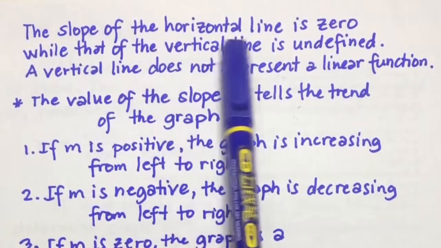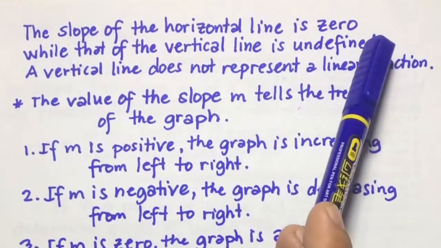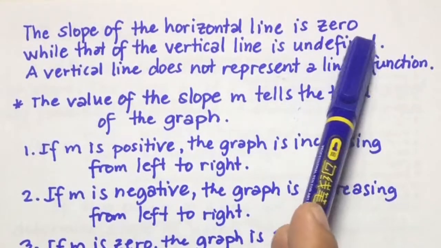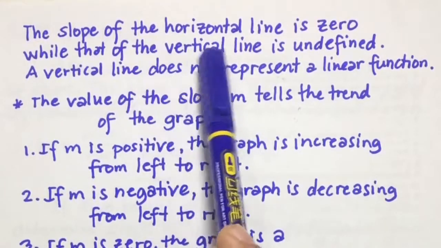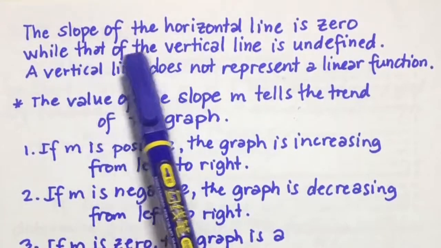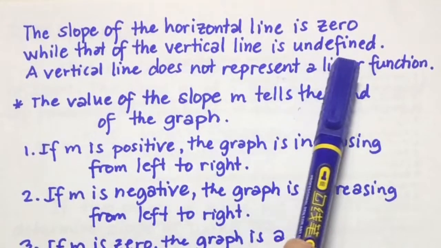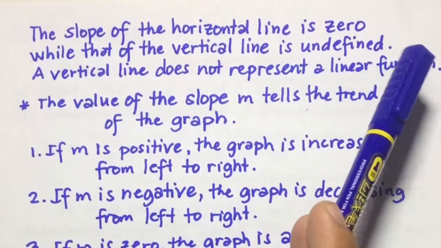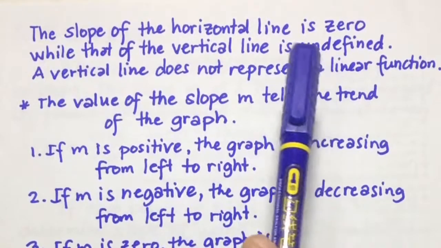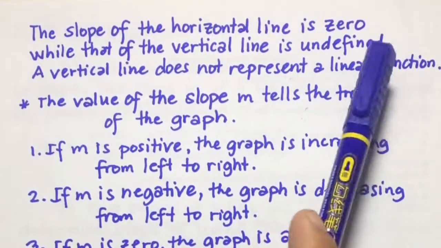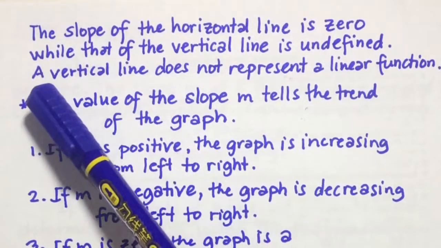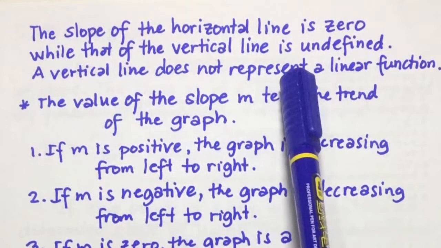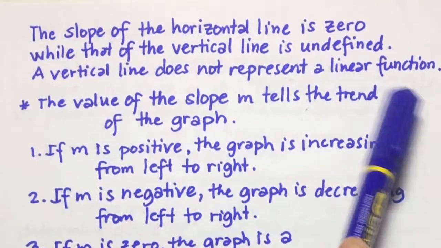So the slope of a horizontal line is 0. If you have computed that the slope is 0, then it means that the line is horizontal. Then the slope of a vertical line is undefined, meaning if your computation of the slope is undefined, then that line is a vertical line. A vertical line does not represent a linear function.